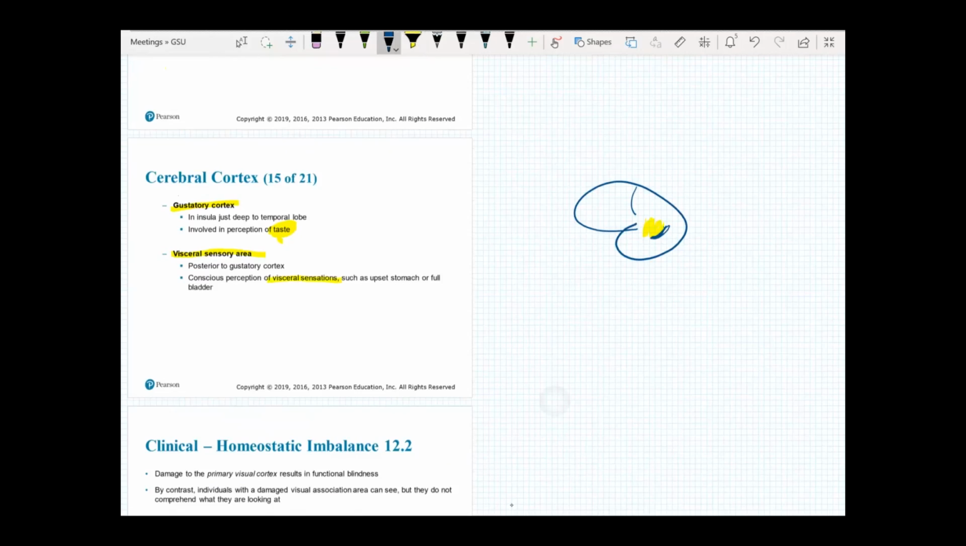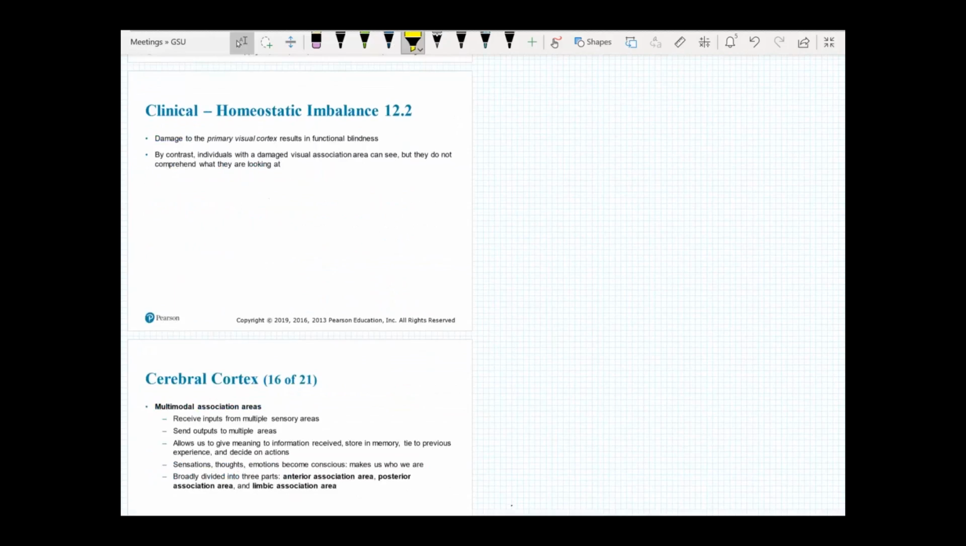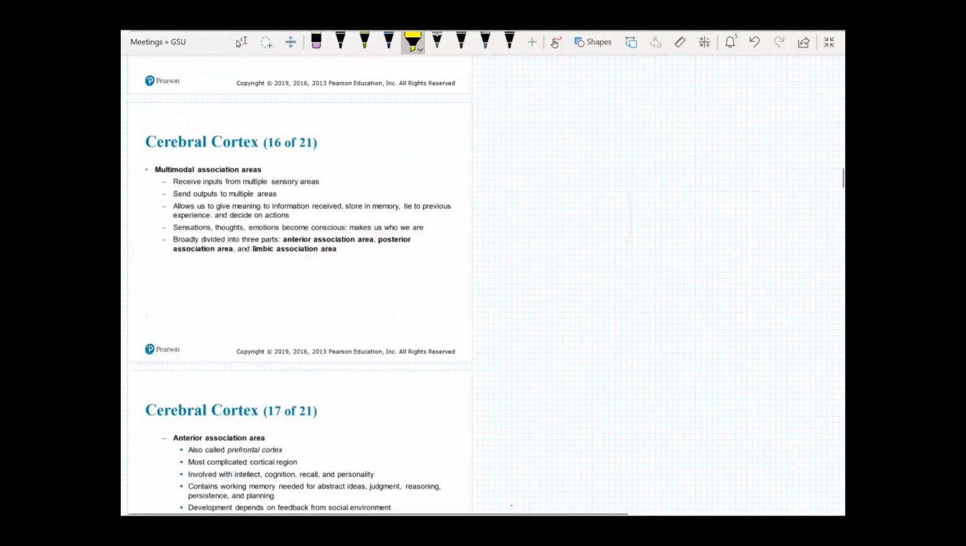So visceral would be your internal state. So this is where you're able to feel pain, pressure, hot, cold, whatever it may be, deep from inside of your body. So damage to any one of these areas can result in challenges with that sensory information. So for example, damage to the primary visual cortex results in blindness. So it's really important to know where damage to the brain is, as damage in certain places can cause lots of challenges.